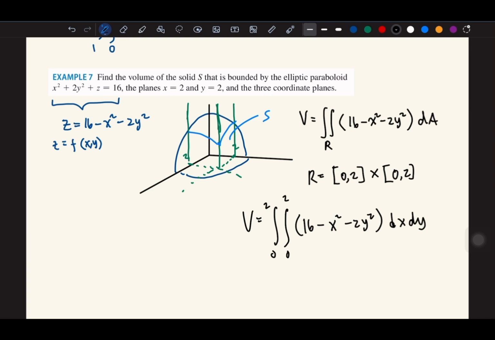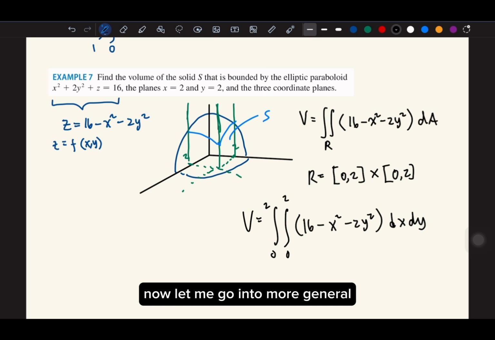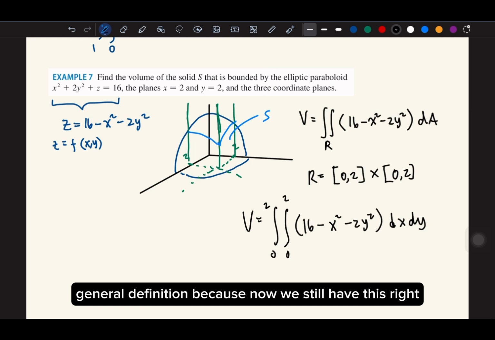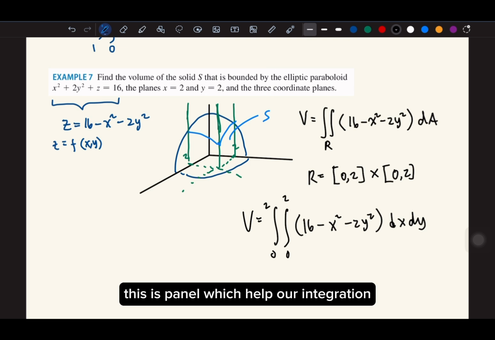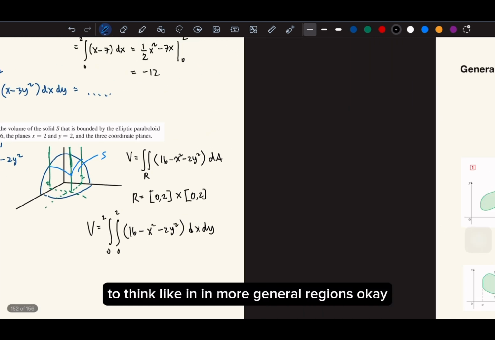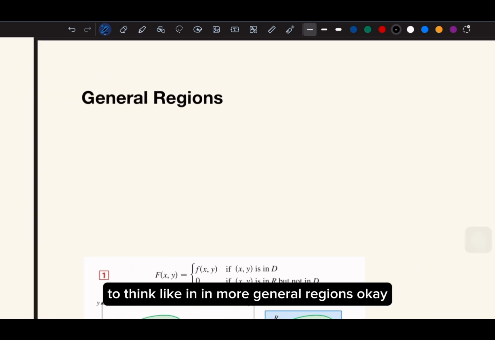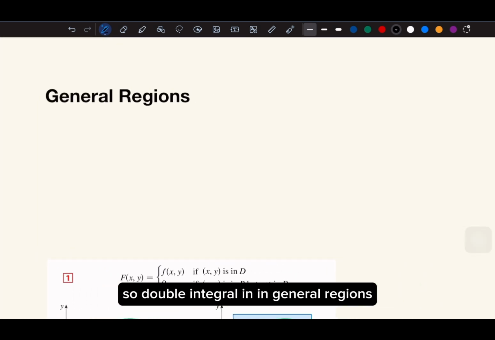Okay. Now let me go into a more general definition, because now we still have this rectangle, which helps our integration. But sometimes, maybe the area that we are going to use in this dA is not a constant. Maybe it's in between functions. So we can start to think about more general regions. Okay, so double integral in general regions.